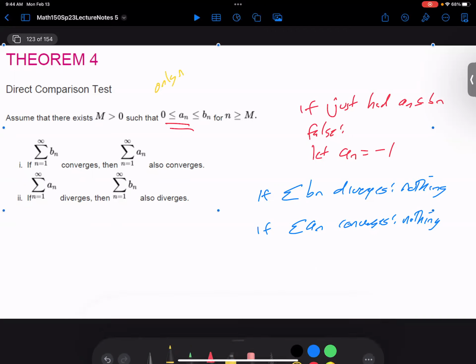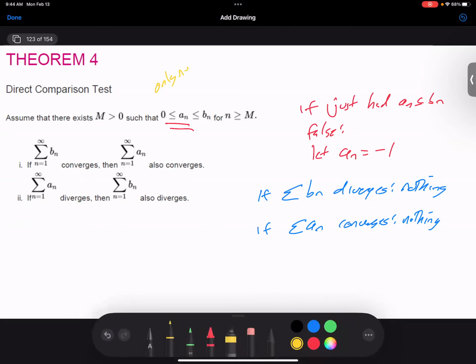I only need it for all but finitely many. I could have finitely many exceptions. I could have 2 billion exceptions and everything would be fine. I can't have infinitely many exceptions. As long as it's finitely many, just remove them, because a finite sum of finite numbers is finite. So when you have results like this, it doesn't have to always be the case. Maybe the first couple of values don't work out, but then things settle down.